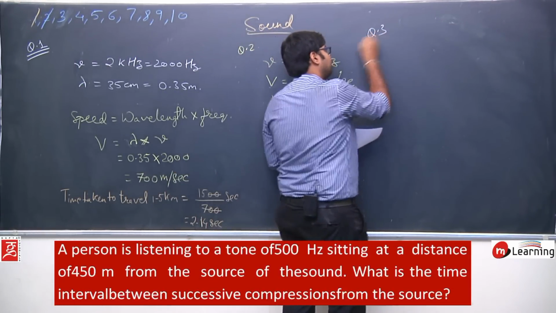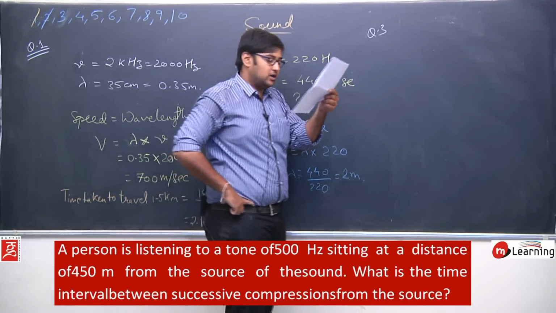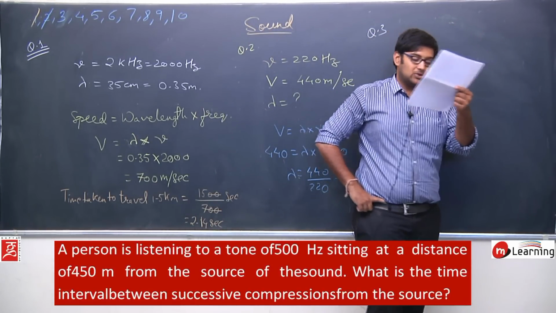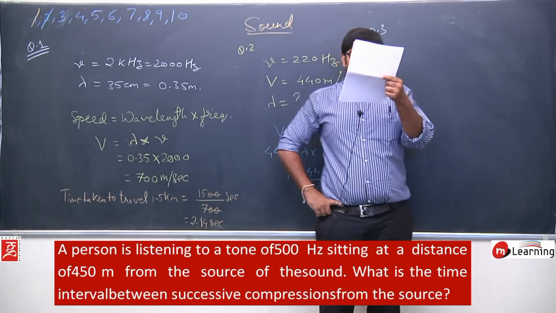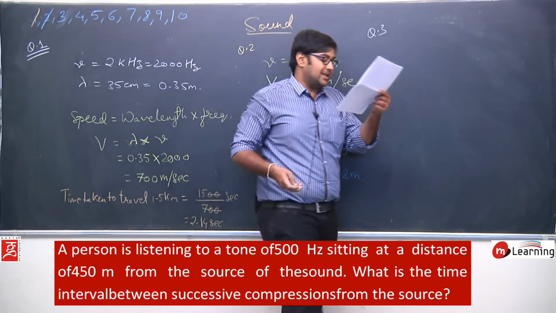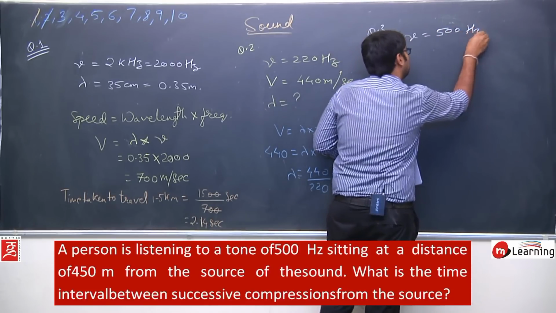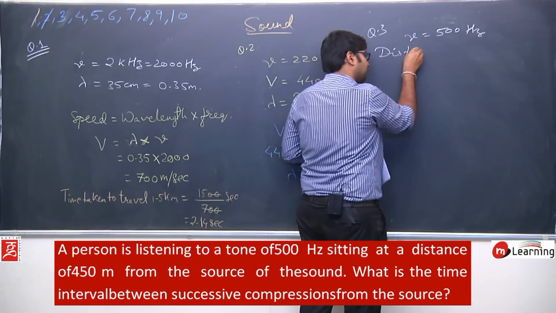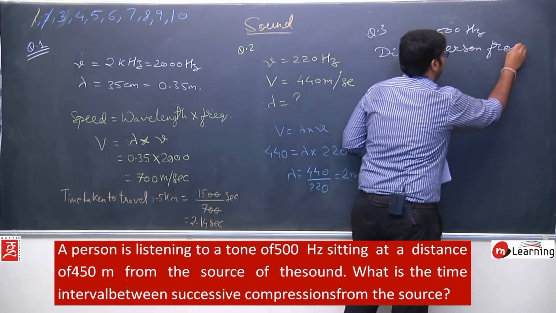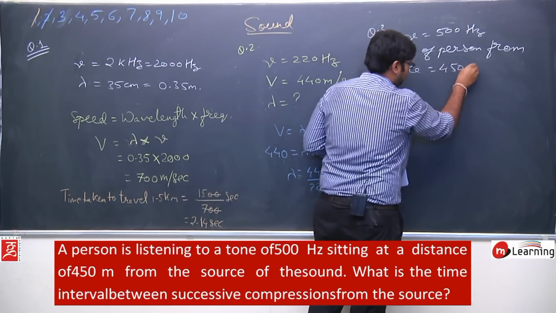Question number 3 says: a person is listening to a tone of 500 hertz sitting at a distance of 450 meters from the source of the sound. What is the time interval between the successive compressions from the source? So it says that a person is listening to a tone which has a frequency of 500 hertz, and the distance of the person from the source is given as 450 meters.